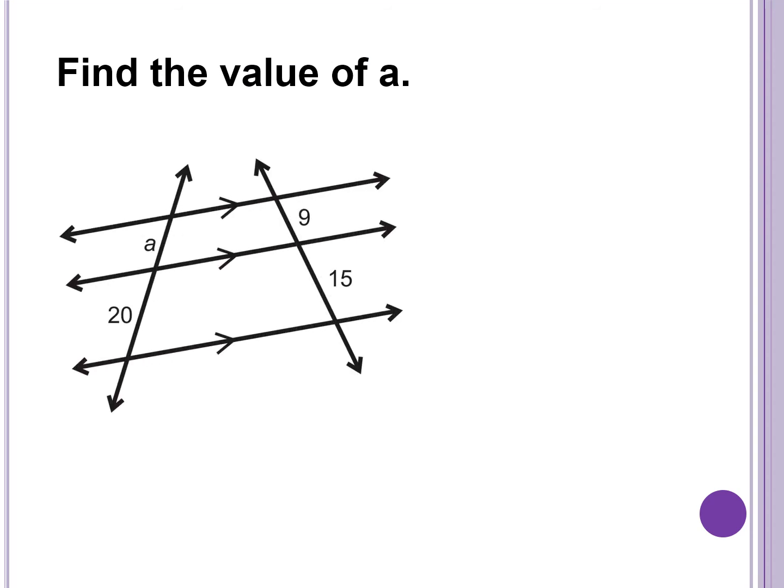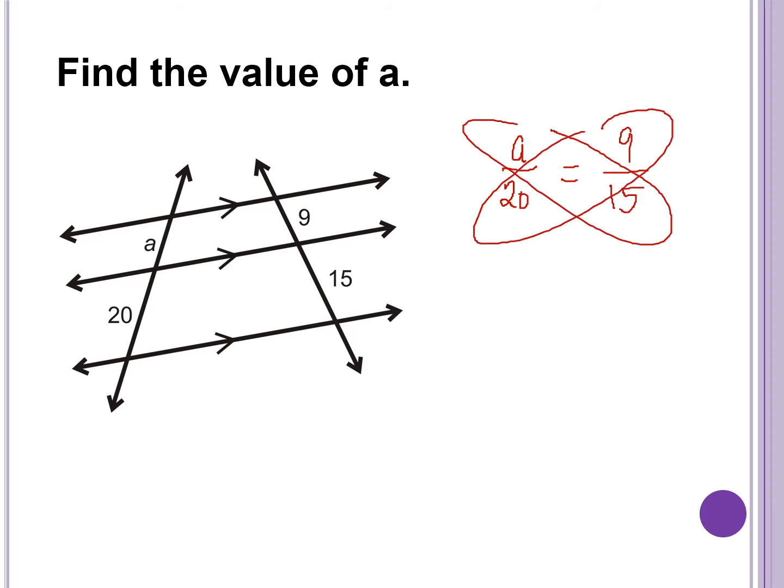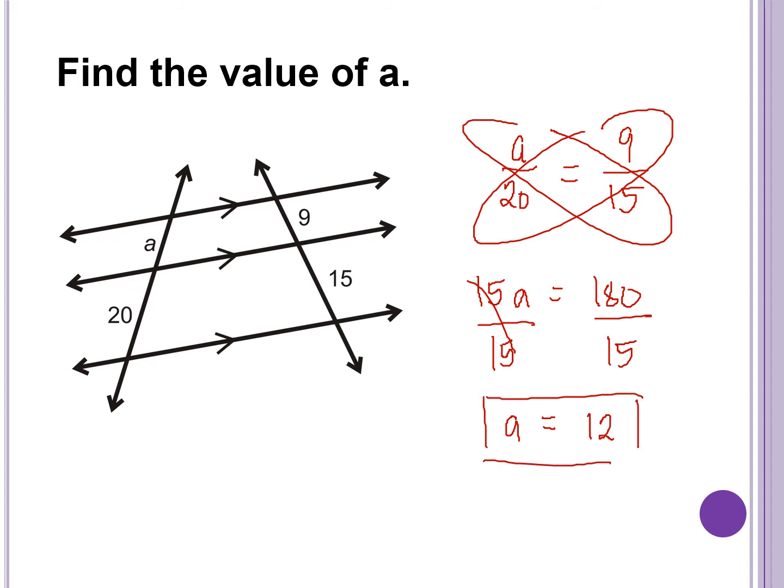Next, find the value of a. We can form a proportion. A is to 20 is equal to 9 is to 15. Cross multiply, a times 15 is 15a. 20 times 9 is 180. Divide both sides by 15. Therefore, a is equal to 180 divided by 15. That is equal to 12.